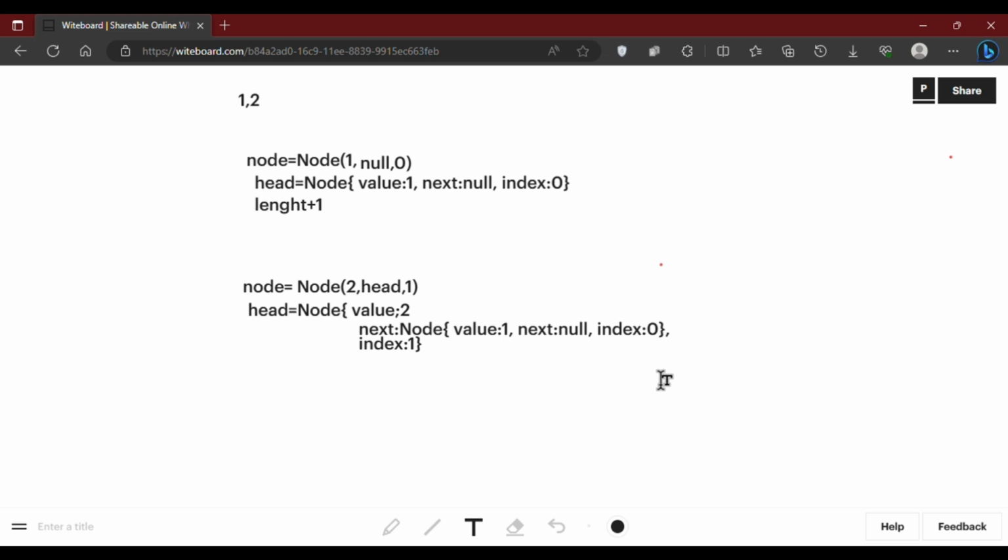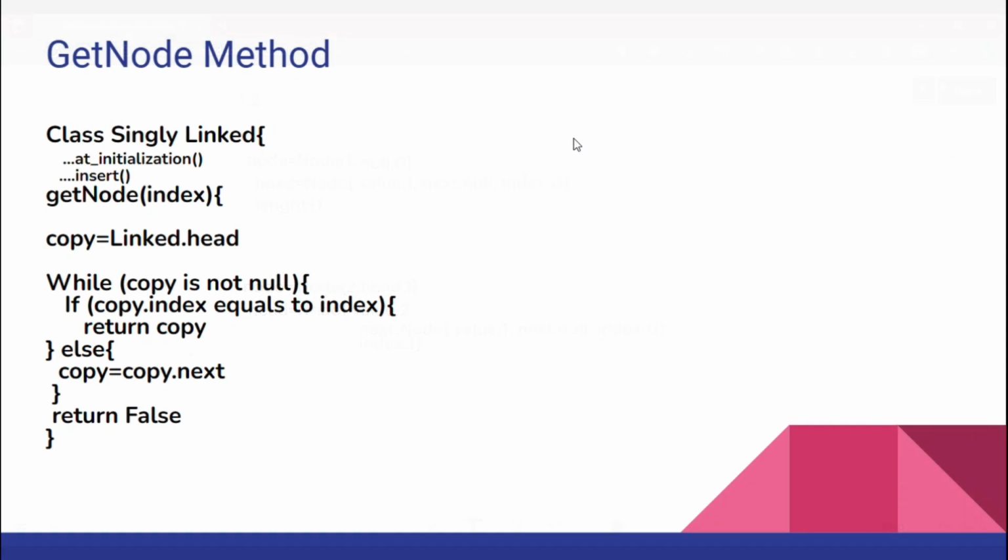So the next thing we'll be looking at is the get node function. This function is not that compulsory for the singly linked list to function. I just prefer to add it because it helps me in a lot of manipulations. So still stay tuned. Okay, so this is the get node method. What this method actually does is that it fetches individual nodes from the singly linked list by its index.